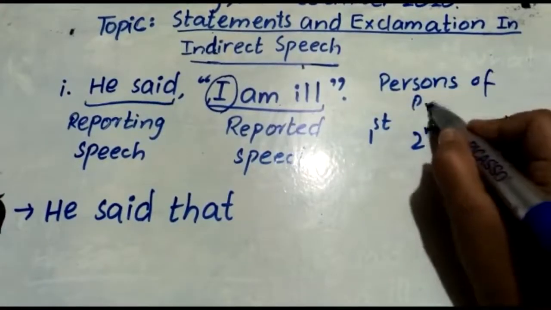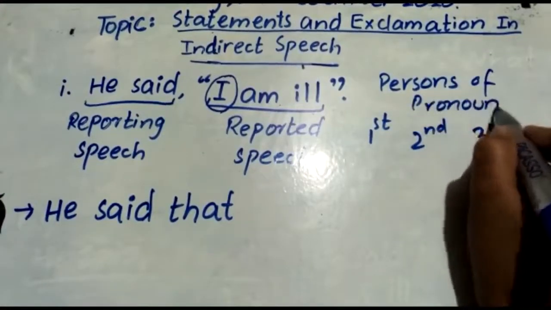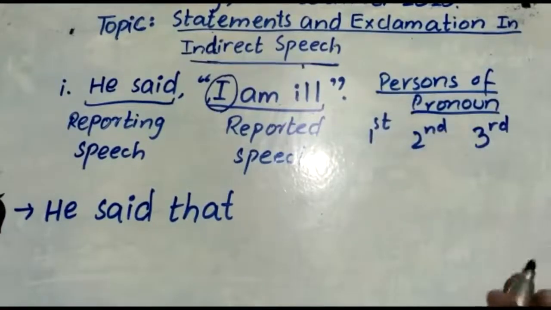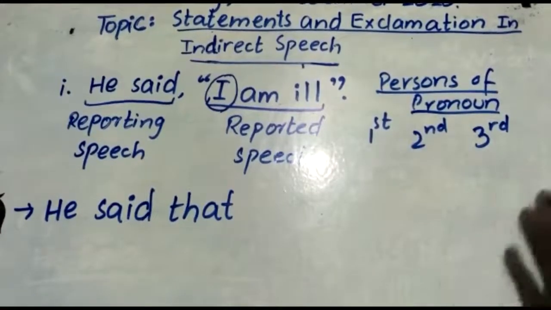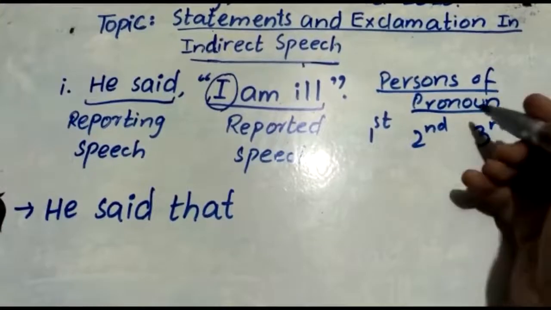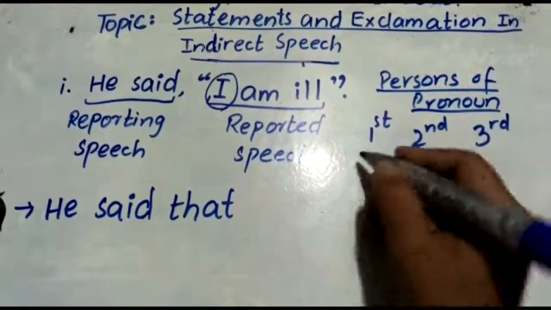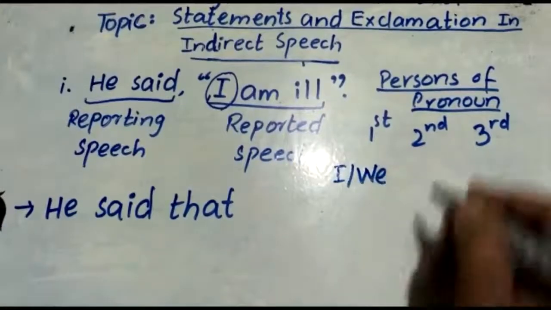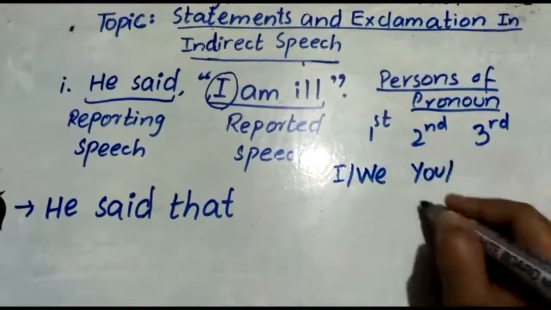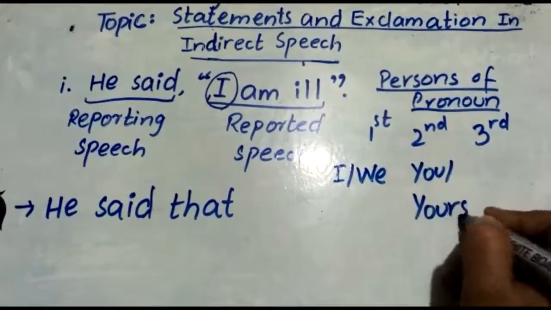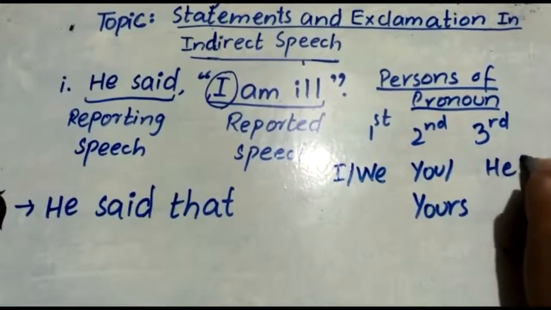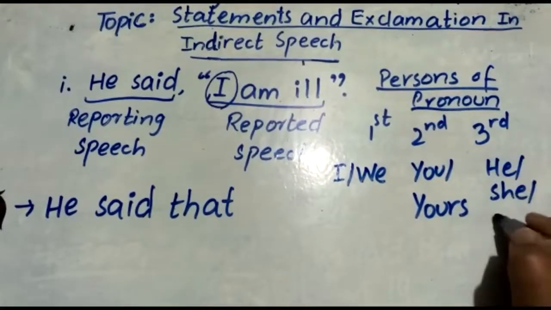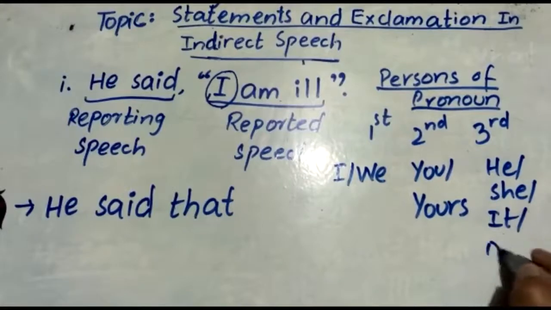These are persons of pronoun. And we all know that a pronoun is a word which is used to replace a noun in a sentence. So this pronoun has three persons. The first person has I and we. The second has you or yours. And the third one has he, she, it, or any name.